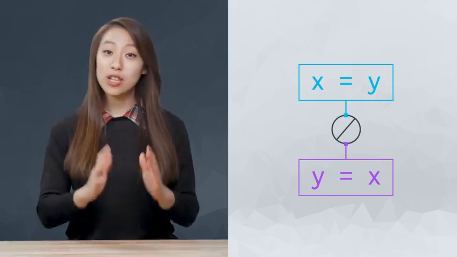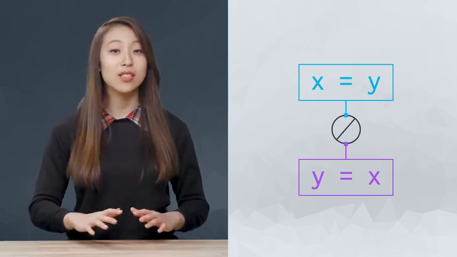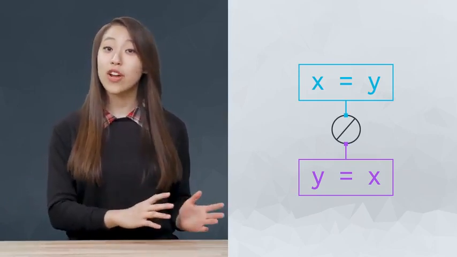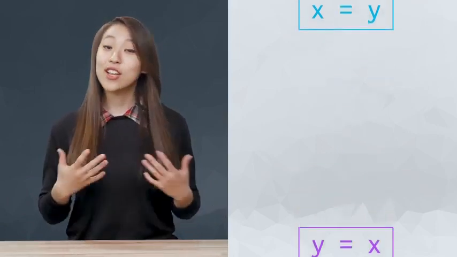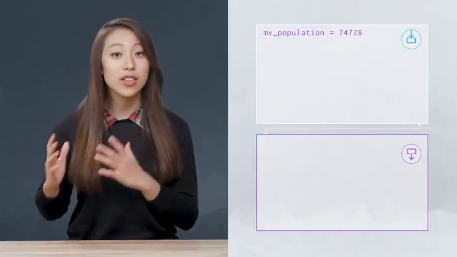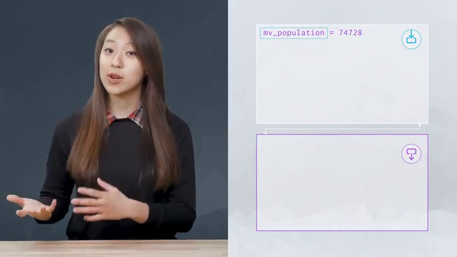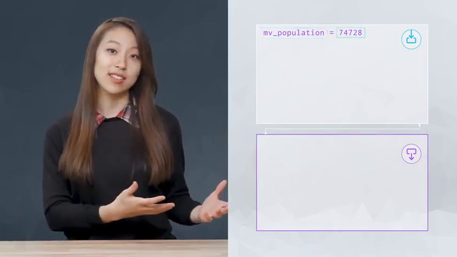In Python, the equal sign is an operator that assigns the value on the right to the variable name on the left. In other words, whatever term is on the left side is now a name for whatever value is on the right side. Let's see another example.